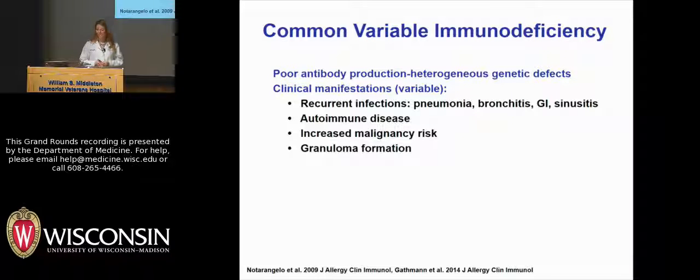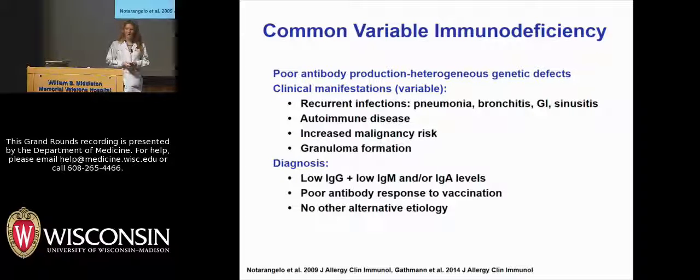What is common is that patients have recurrent infections with pneumonia, bronchitis, gastrointestinal disease, or sinusitis. What's also common is that many of them have autoimmune disease, approximately 30% having some autoimmune component. They have an increased risk of malignancy beyond the general population. And they also develop granulomas throughout the body, approximately 10 to 20% of patients.